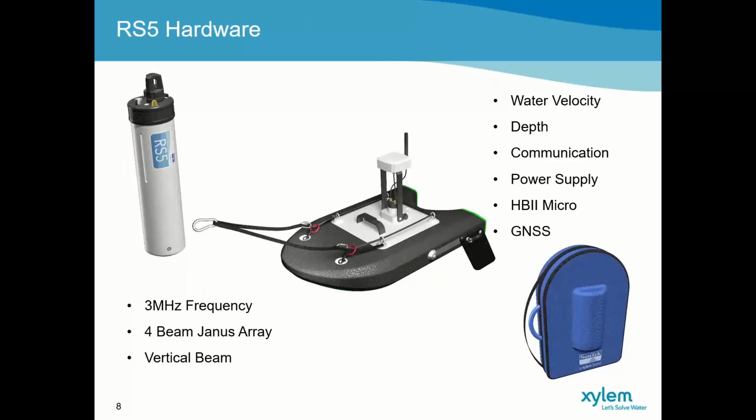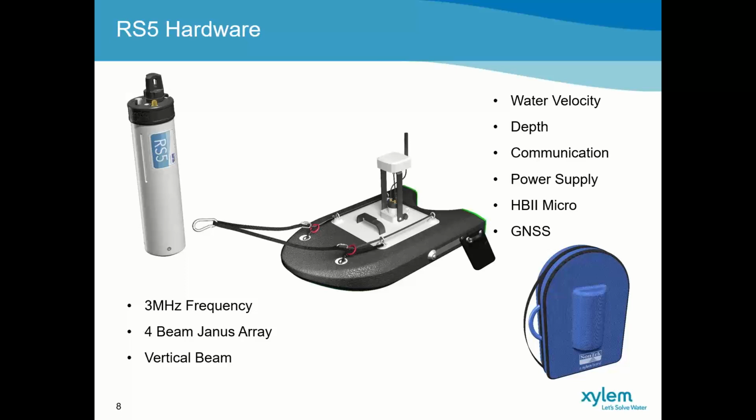So if we look at the actual hardware itself, as I mentioned, it's a compact system. The RS5 is approximately 50 millimeters in diameter. It's a completely integrated system with the power supply inside the housing. It comprises a 3 megahertz frequency acoustic Doppler instrument with 4 beams in a Janus array arrangement and a vertical beam. So in total, it's 5 beams that were incorporated in the system. All 5 beams are 3 megahertz frequency.